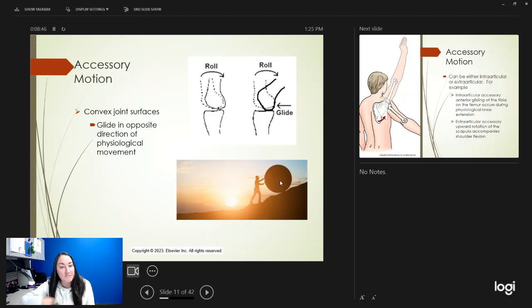So with a convex structure, the glide is in the opposite direction of the roll, and the roll is in the same direction as the long bone movement. So the roll and glide are in the same direction. Roll and long bone movement are in the same direction. So whatever you see is the same as the roll in both scenarios. And then with a convex surface, the glide is in the opposite direction to keep it from rolling off the joint.